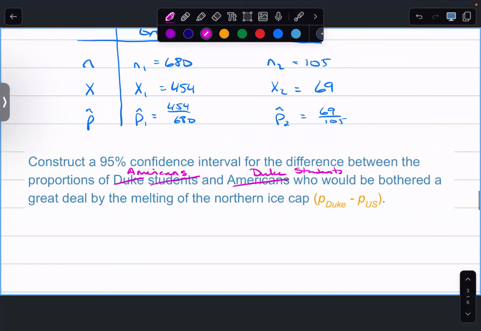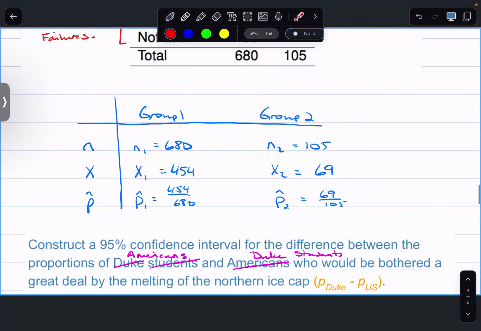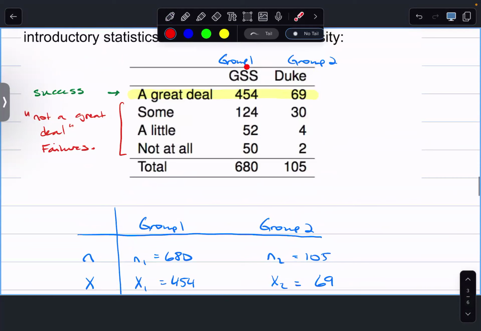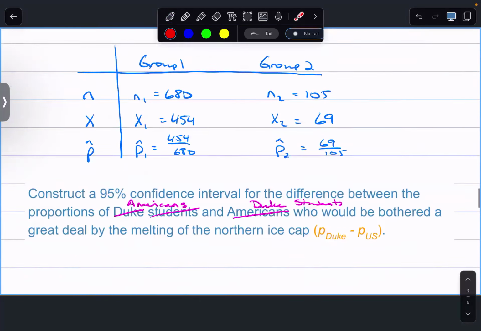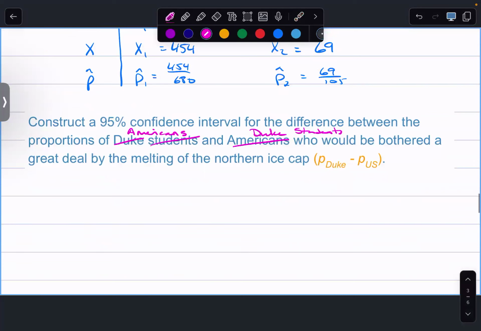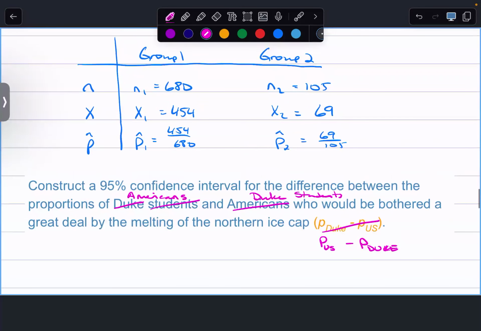Why did I make that change? Well, just because I want to do group 1 minus group 2. Otherwise, I'd have to do group 2 minus group 1, and it gets confusing. And so I want P US minus P Duke. That's the only difference. Nothing crazy. Okay. Because now I can talk about group 1 and group 2 generically.